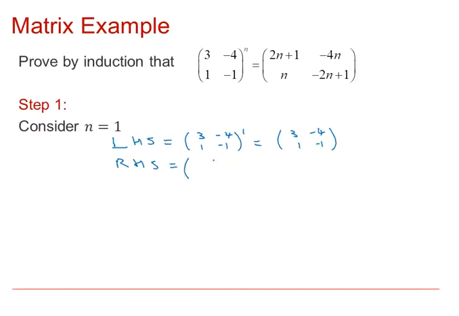If we look at the right hand side, we need to be a little bit more careful here, n equals 1, remember, so this is 2 times 1 plus 1, minus 4 times 1, which is minus 4, 1 and minus 2 times 1 plus 1. And if we tidy this up, we get [3, -4; 1, -1]. So it is indeed true for n equals 1.